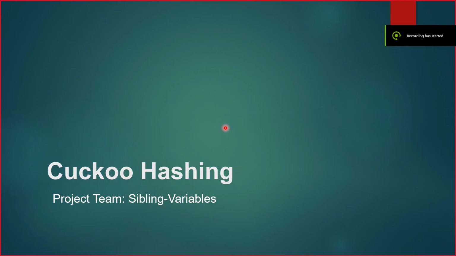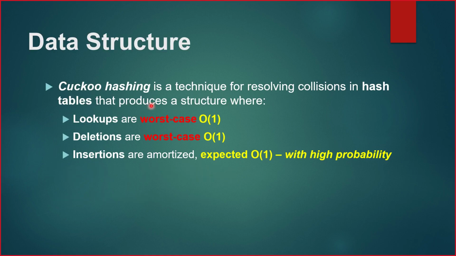This is the final project demonstration for the course CS201 Data Structures 2. The project team presenting is Sibling Variables. Project members include Fahad Shaikh, Asad, Tariq, Fatima, Zehra, Neha, Valliani. Moving on to the structure in question.